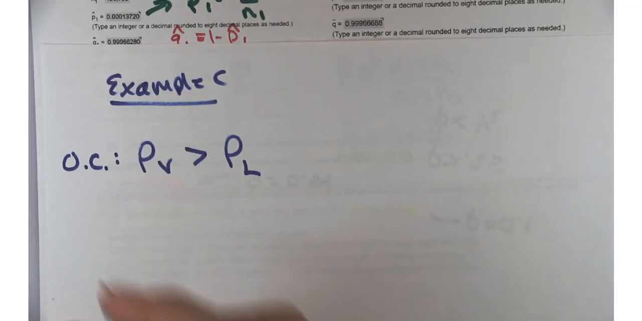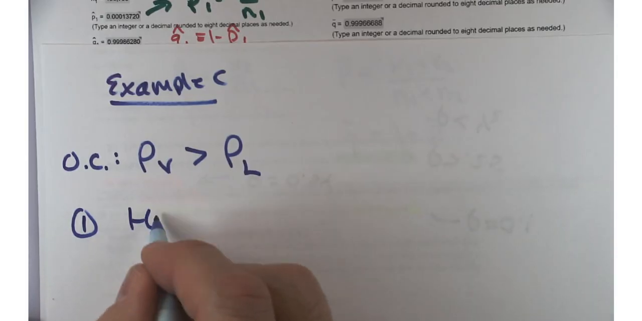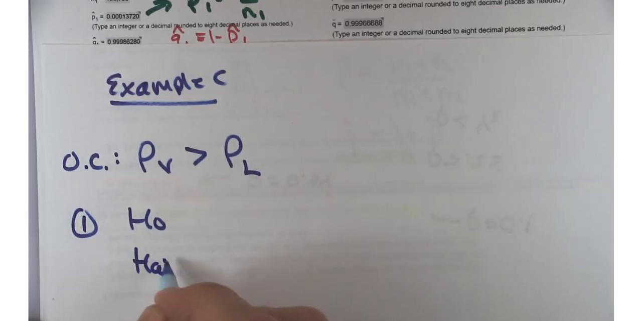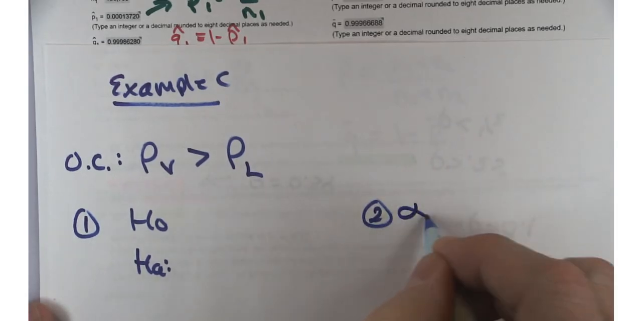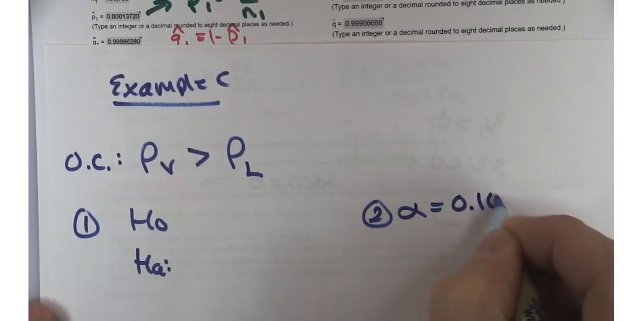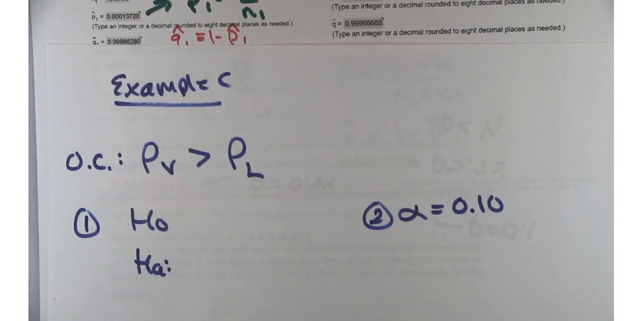So let's set up our null and alternative hypothesis. So H0 and HA. And we're going to do this at a whoppingly large alpha of 10%. I never do 10%. It's 5% or 1%.